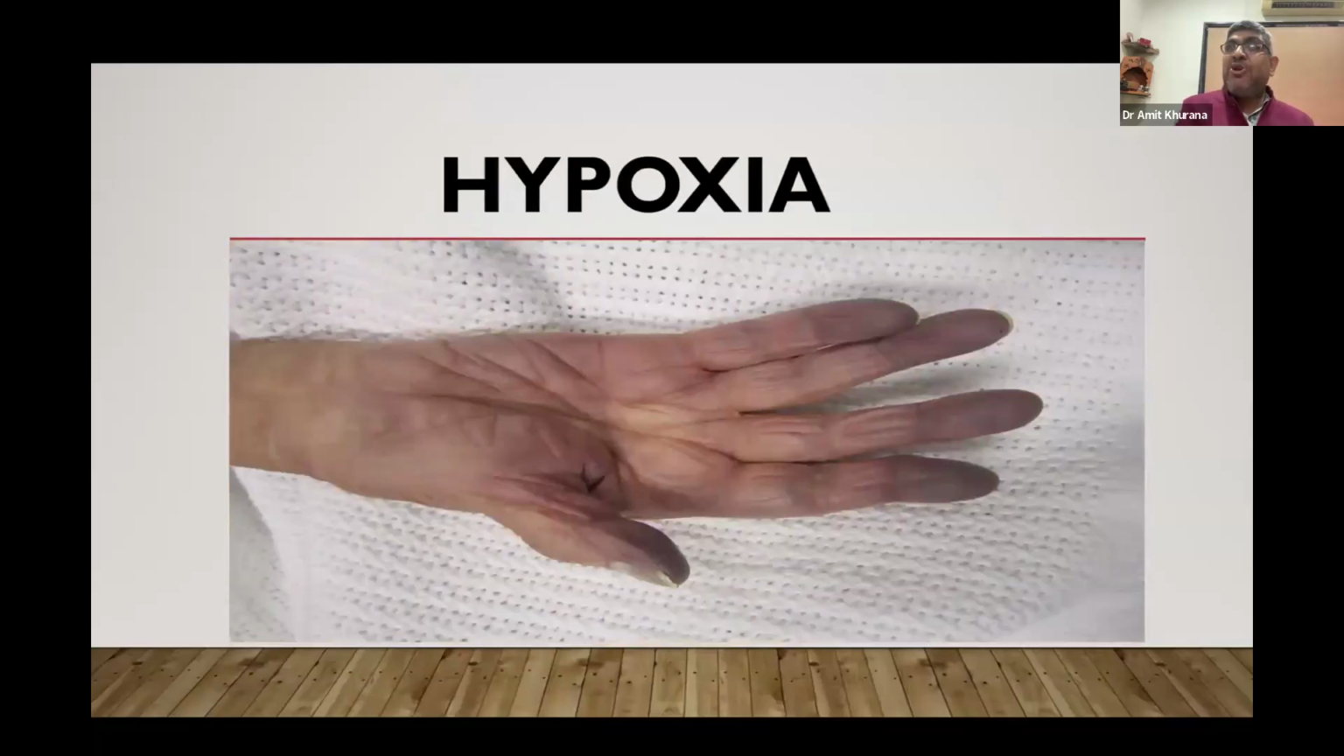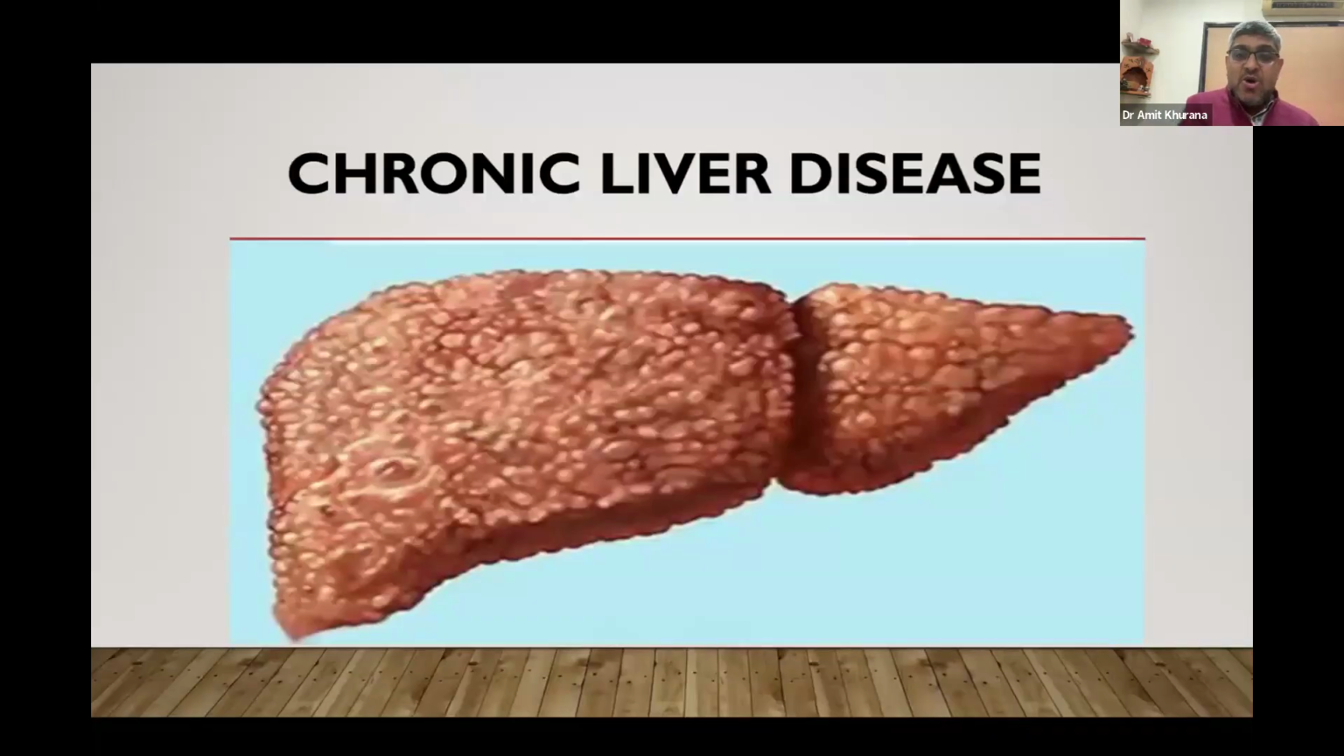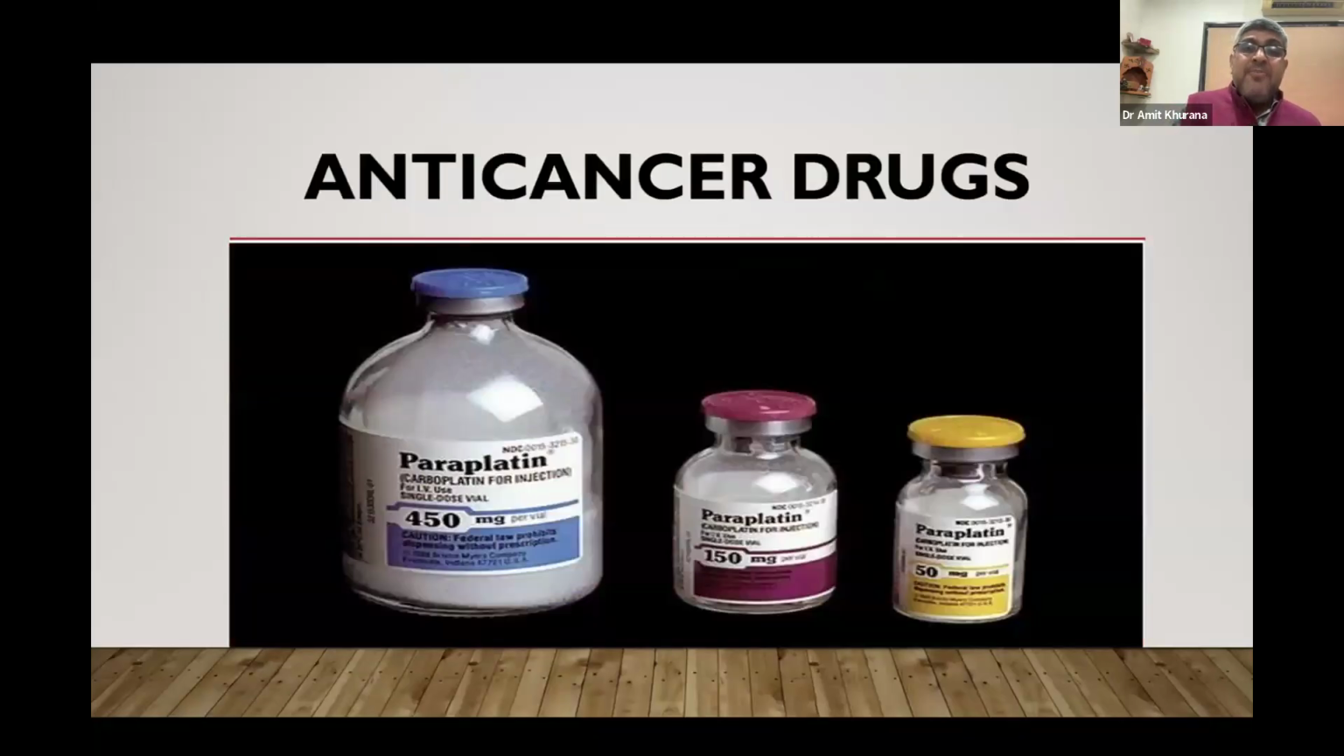Third important cause is what you see in ICU settings, that is hypoxia, which can lead to non-megaloblastic macrocytic anemia. And the next in line you must think of is chronic liver disease when you are evaluating a case of non-megaloblastic macrocytic anemia. Not to forget the drugs. There are so many drugs which can cause non-megaloblastic macrocytic anemia. And out of these, the most common are anti-cancer drugs that can lead to a high MCV.